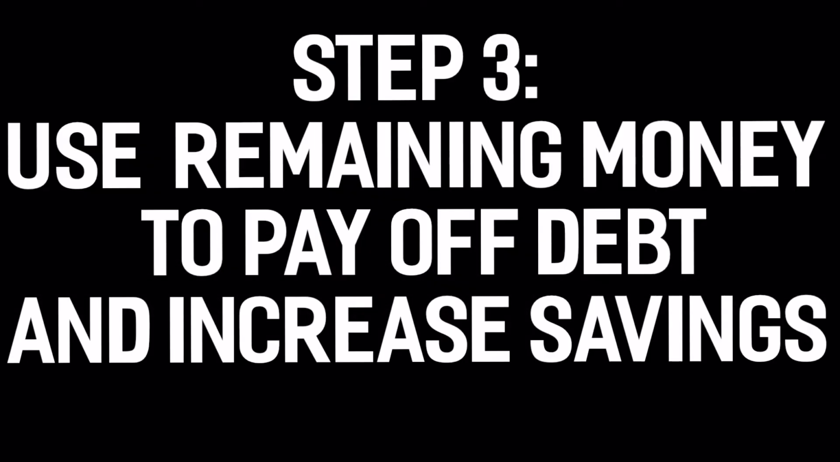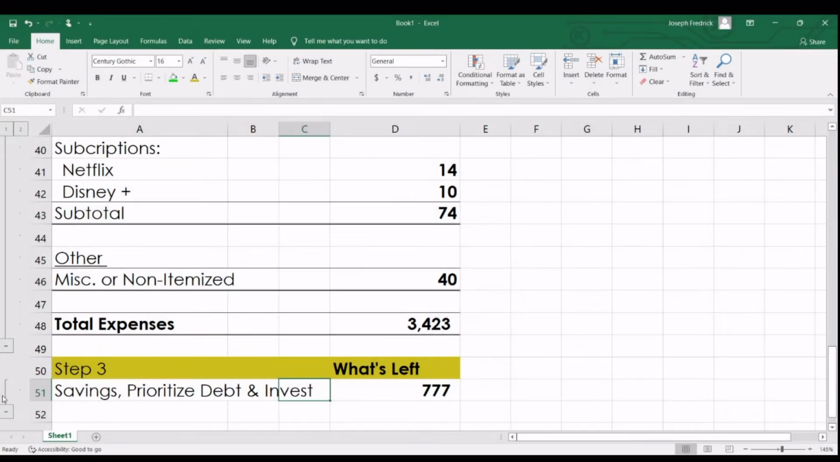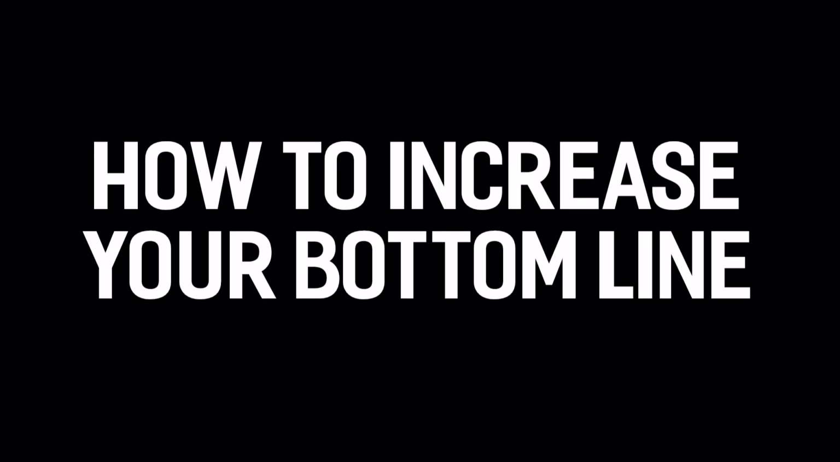Step 3. Use remaining money to pay off debt and increase savings. We're going to figure out what's left over. We're going to deduct all our expenses from our income. This money is going to be used for savings, prioritizing debt, and then making our money work for us through investing. Depending on what our goals are and how much we have in this category, we can really utilize these funds for a specific purpose. And so all of the money in our budget is directed in some way. If we want to increase this number here, we can do that by either increasing our income or decreasing our expenses.